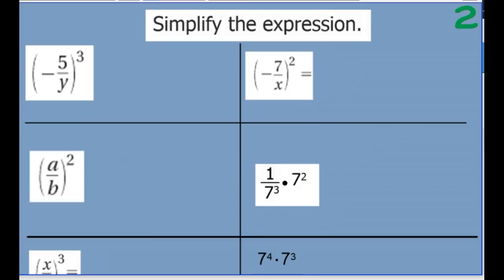On to the next page. For this first problem, inside of our parentheses we have negative 5y. Now this exponent outside of the parentheses tells us how many negative 5 over y's we have. So the exponent says we have 3. So I'm going to write it 3 times.